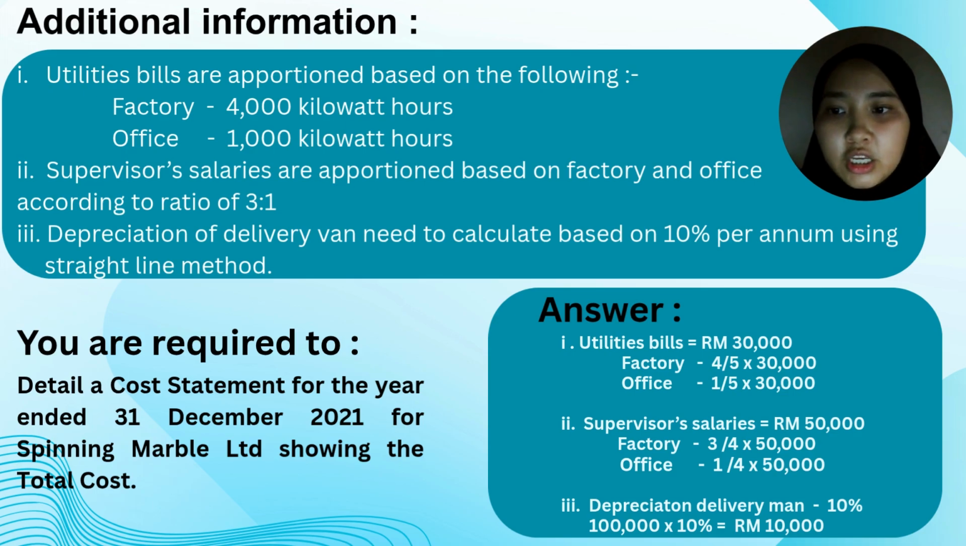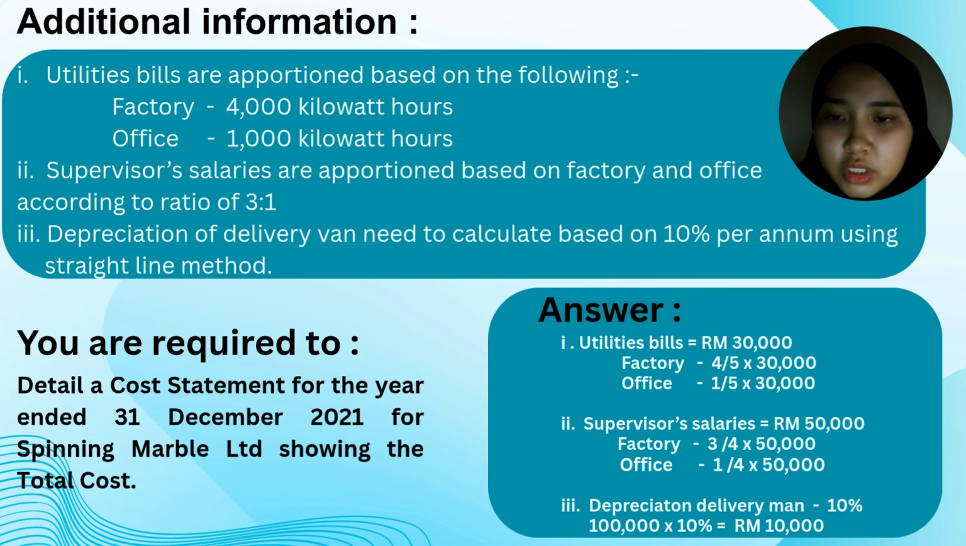So the question is, you are required to prepare a cost statement for the year ended 31st December 2021 for Spinning Marbles Limited showing the total cost. So the answer for the additional information is, for the first one, utilities bills. The amount of the utilities bills is 30,000. For the factory, we divide it as 4 out of 5, and for the office 1 out of 5.